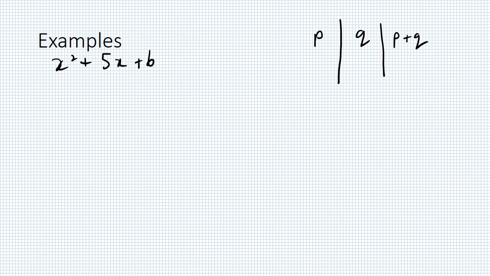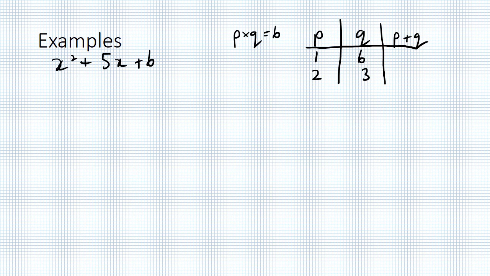Okay, so let's have a look at an example where we're going to use the sum and product method to factorise a quadratic. So given this example here, we're looking for two numbers p and q whose product is equal to 6, so p times q equals 6, and whose sum is equal to 5. So what we can do here is write down the factors of 6. So we can have 1 and 6, or we can have 2 and 3. Now we're not going to write down 3 and 2 and 6 and 1 here because they're equivalent.